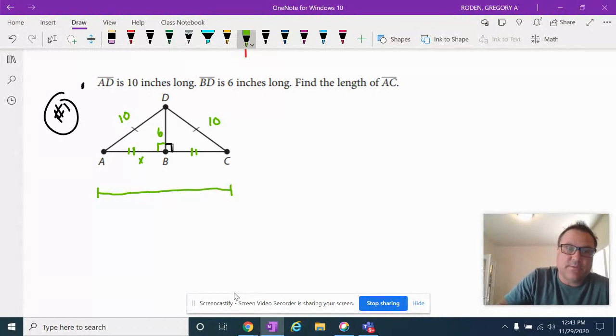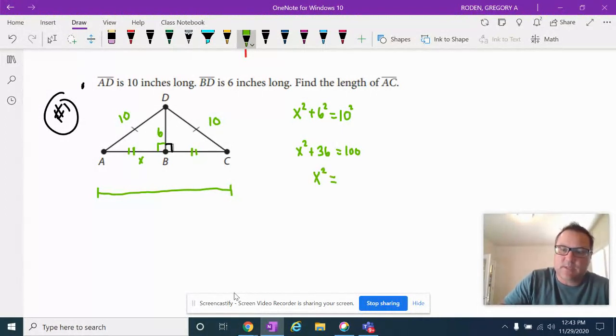Well, we can just use this right triangle right here. So we can say X squared plus 6 squared equals 10 squared. So we get X squared plus 36 equals 100. Simply solving for X squared, we get X squared equals 100 minus 36, which I believe is 64. And then we can square root both sides, and so we get X equals 8.